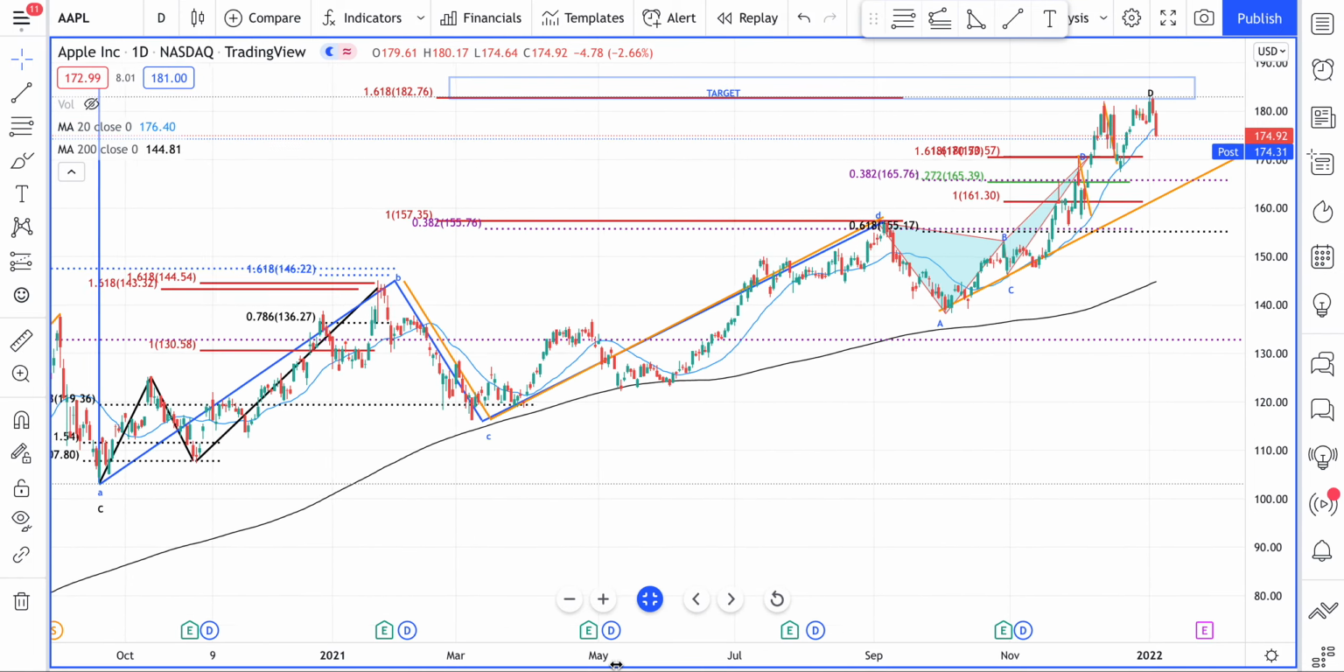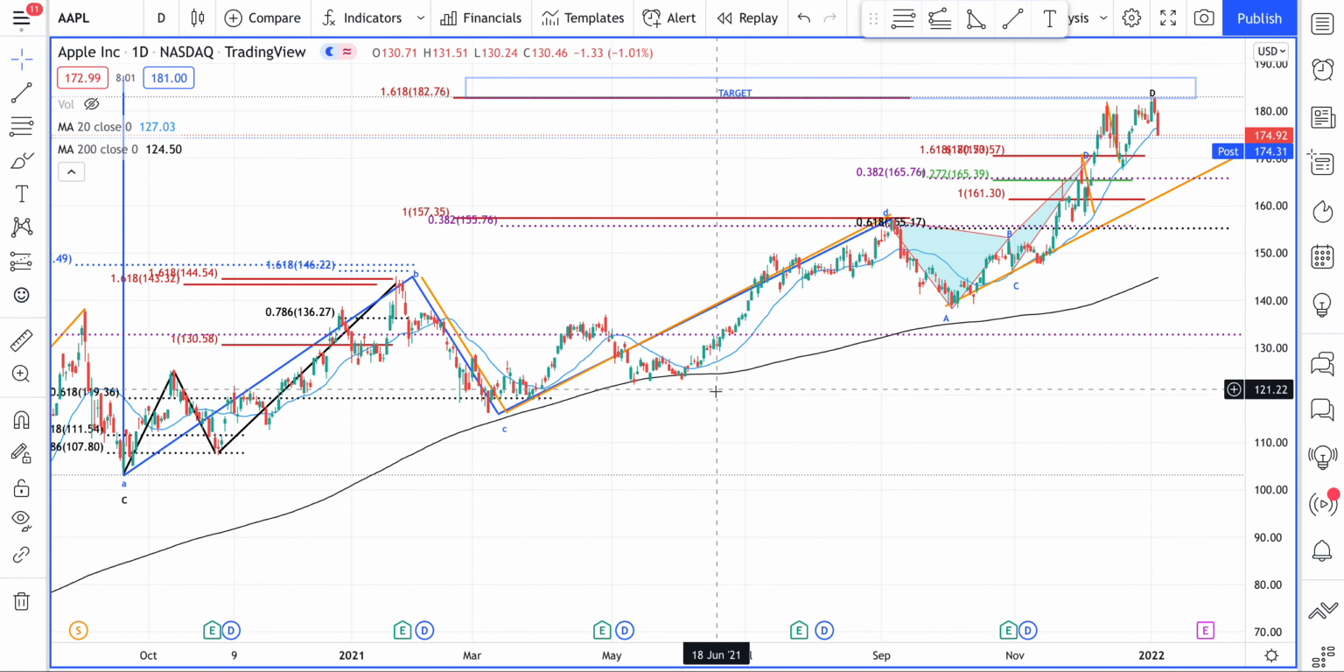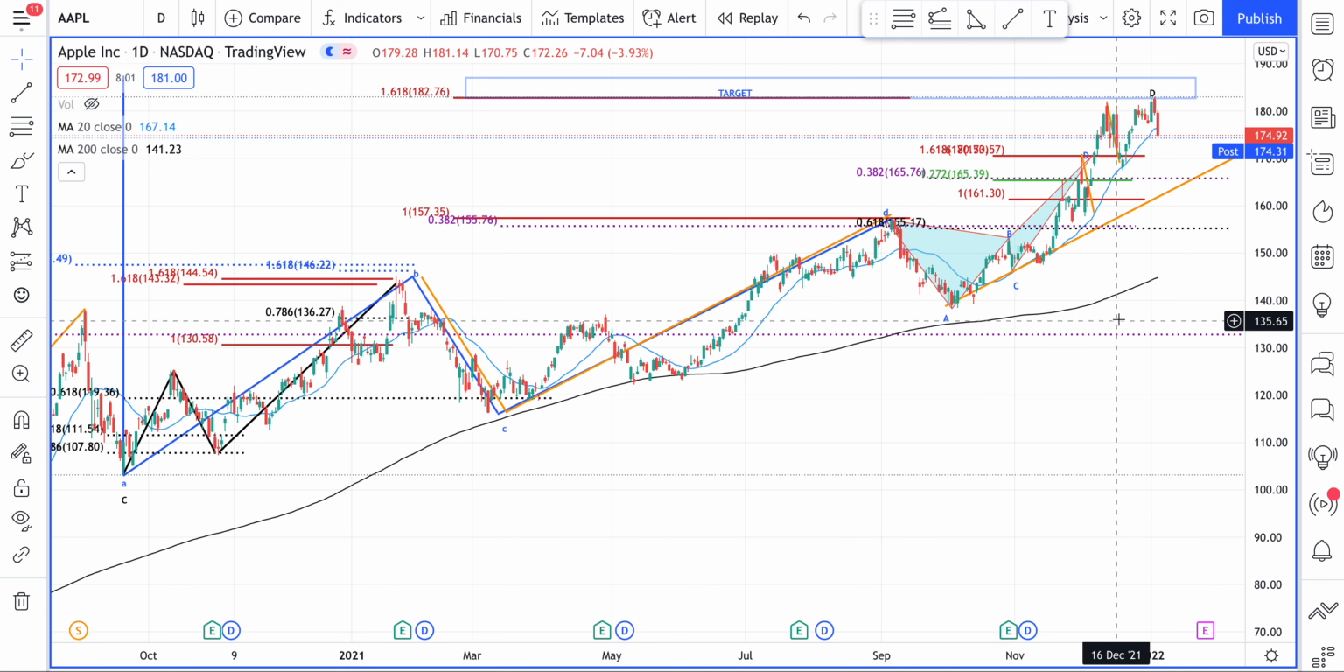What we can see is that the stock has been trending higher. The black line is the 200-day moving average, and the blue line is the 20-day moving average. The 20-day moving average has been above the 200-day moving average, which means that from a momentum perspective, the momentum had been positive for the stock.